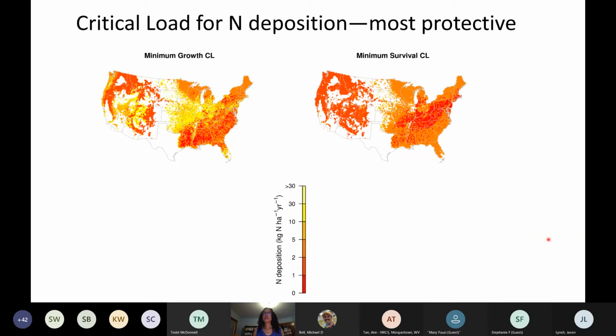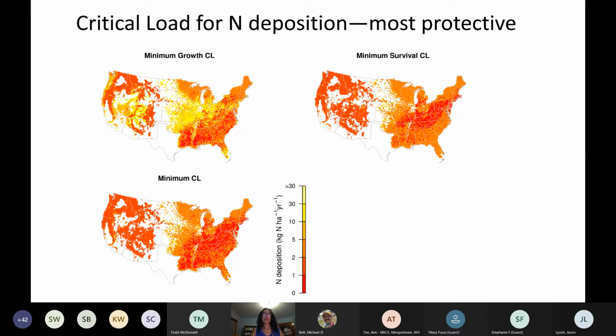That was the growth. If we look at survival, as we saw before, the survival critical loads tend to be lower, and we also see a different spatial pattern. Here, this central part of the east has the lowest survival critical loads. So we can also combine maps and show the minimum critical load in a plot, so whichever one is lower, survival or growth.